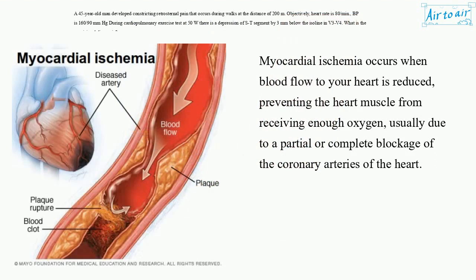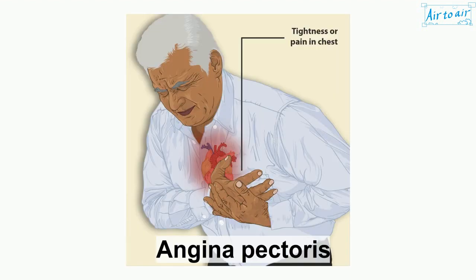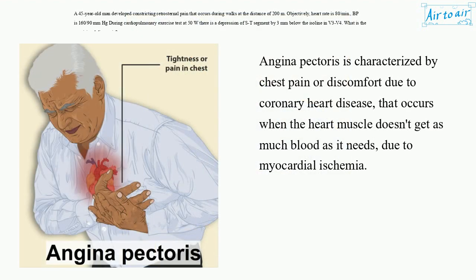Myocardial ischemia occurs when blood flow to your heart is reduced, preventing the heart muscle from receiving enough oxygen, usually due to a partial or complete blockage of the coronary arteries of the heart. Angina pectoris is characterized by chest pain or discomfort due to coronary heart disease, that occurs when the heart muscle doesn't get as much blood as it needs, due to myocardial ischemia.